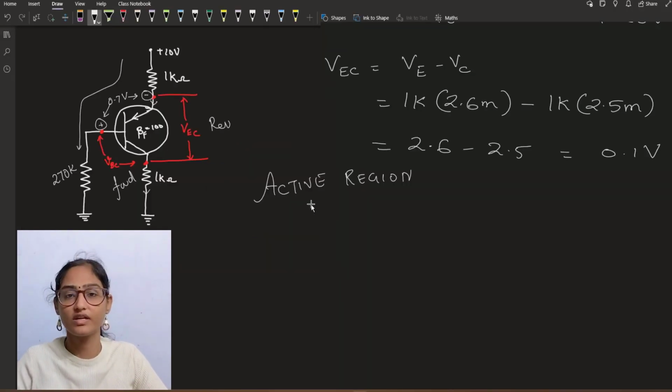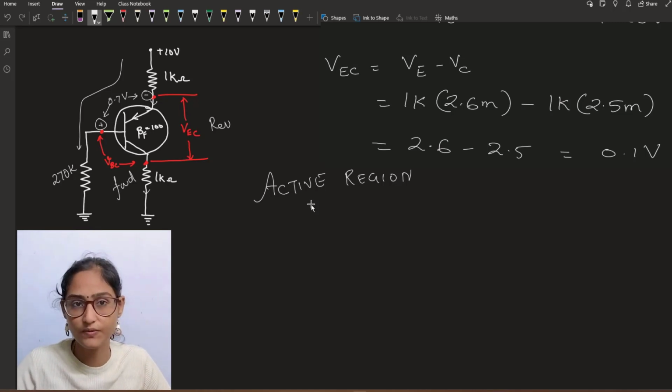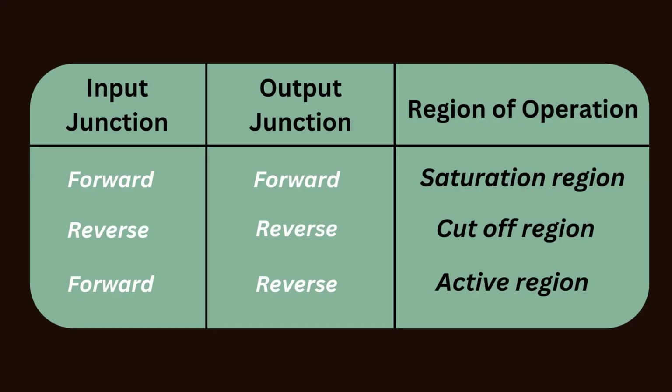Whenever we are given a BJT circuit and we are asked to find out the mode of operation of this transistor, we have to find two things. First is IB. Next, both the junction voltages. Whatever be the mode of operation, we have to find out both the junction voltages and determine the sign of operation. If both of them are positive, it is saturation mode. If both of them are negative, it is cutoff mode. If the input terminal is positive and the output terminal is negative, then this transistor is in active region.